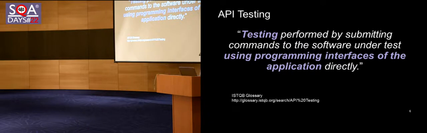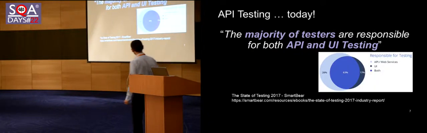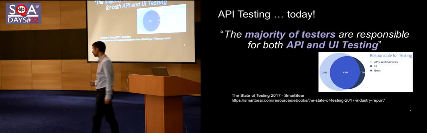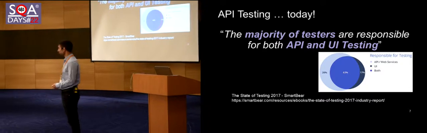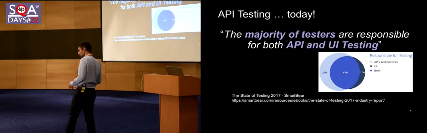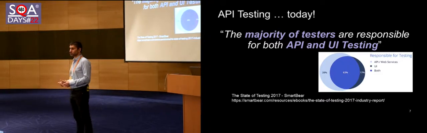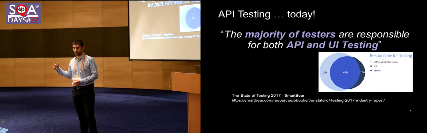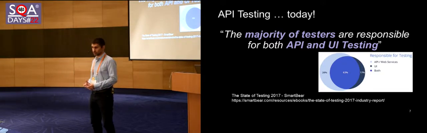So probably some of the things that I will say will not be new for you, but I think it matches against these numbers. So you have that reference. It was a recent study from SmartBear, and it says that the majority of testers nowadays are already responsible for testing both user interface and also APIs. Okay. So it's around 60%.